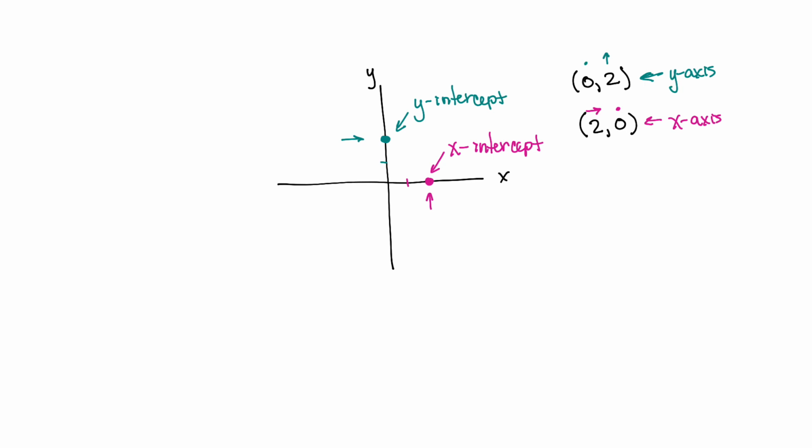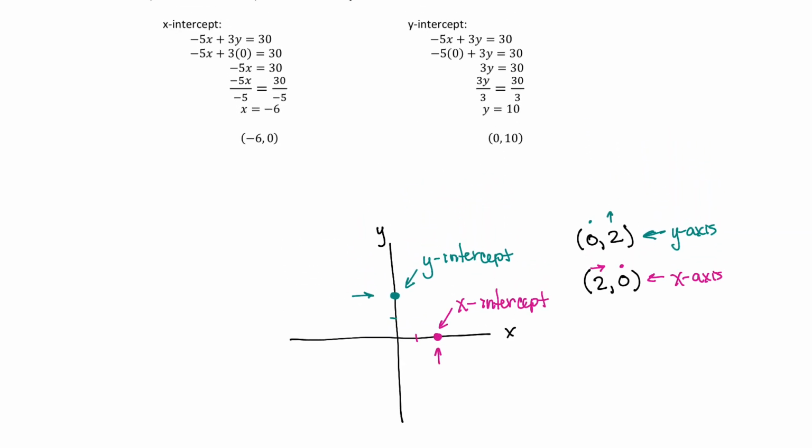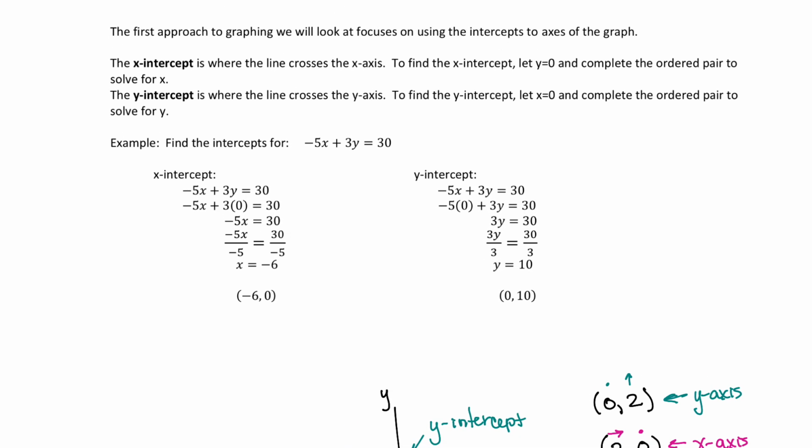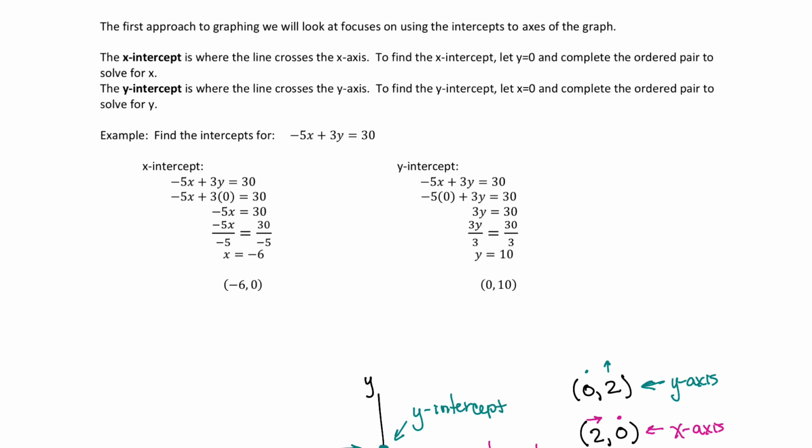Working with zeros is easier sometimes than working with other numbers because things cancel out. Okay, we're also going to use the y-intercept in graphing in a different type of graphing. This one, we're just going to use the x-intercept and the y-intercept to get to the graph.